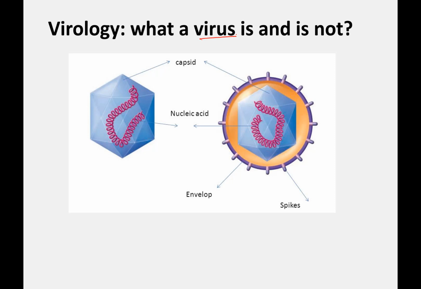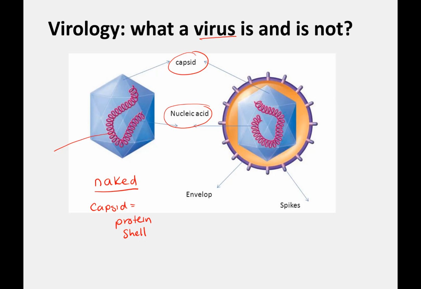And this really just shows you the two basic types of viruses. One is called naked, and what's shown in blue is what we call a capsid. A capsid is a protein shell. And what's kind of curly-Q here in pink is the nucleic acid. So this is the genome of the virus, and it can be DNA or it can be RNA.